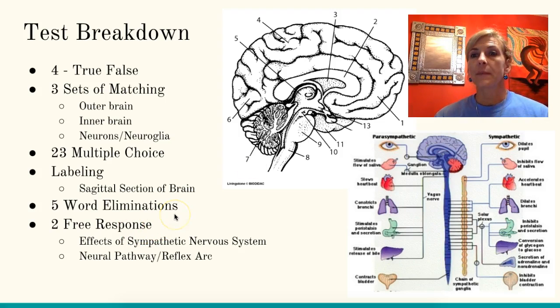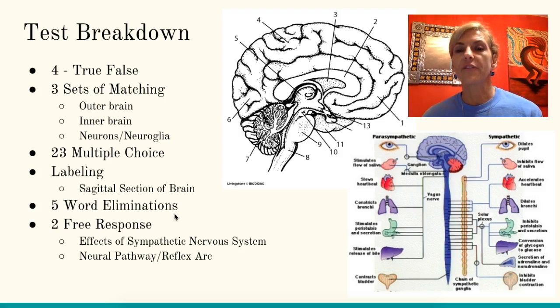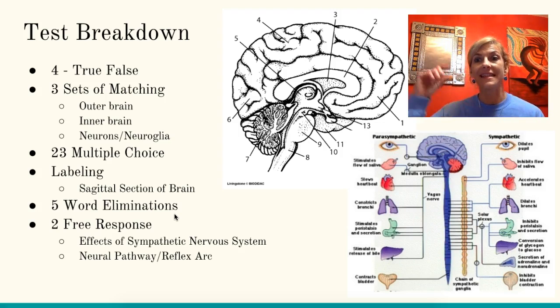You have 5 word eliminations, so I like to look at my vocab sheet for that. Remember, I've chunked your vocab terms, so 4 out of the 5 words are going to be types of neuroglia, and so you want to pick the one that's not in that chunk. 4 out of the 5 terms are types of neurons or divisions of the nervous system, so you should recognize one that doesn't belong. And then there are 2 free response questions.